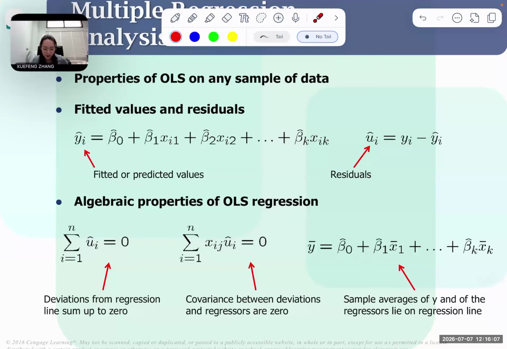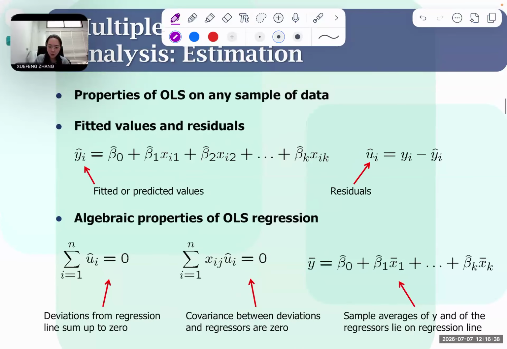Okay, algebraic properties of OLS regression. I bet you saw this one in the simple regression model, but let me repeat it again. This slide is about things that are always true for OLS, no matter what data you throw at it. This is purely algebra, no assumptions needed yet, okay? These are properties, meaning always true.